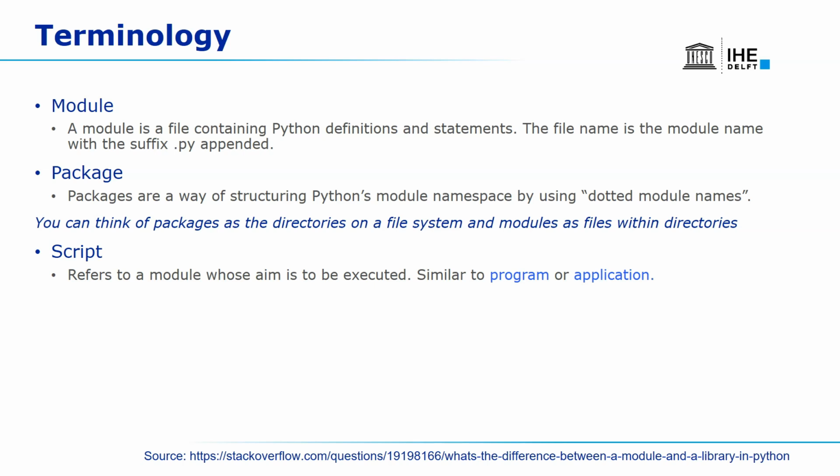A script refers to a module whose aim is to be executed, so there needs to be some main code in it, and not only functions and variables. And other words used for that is program or application. You also save that in the .py file.